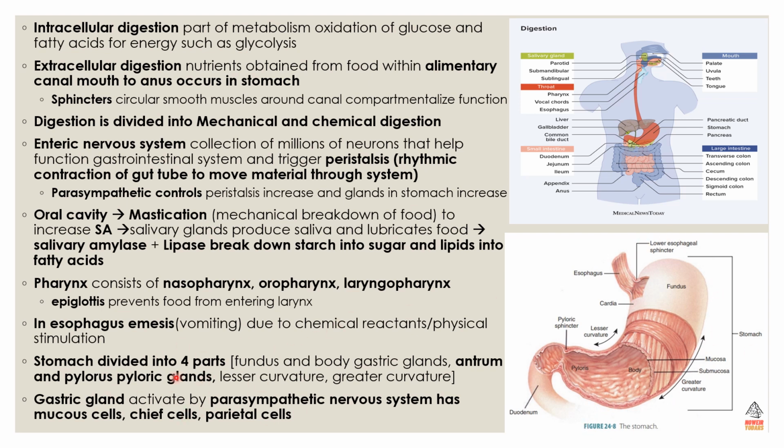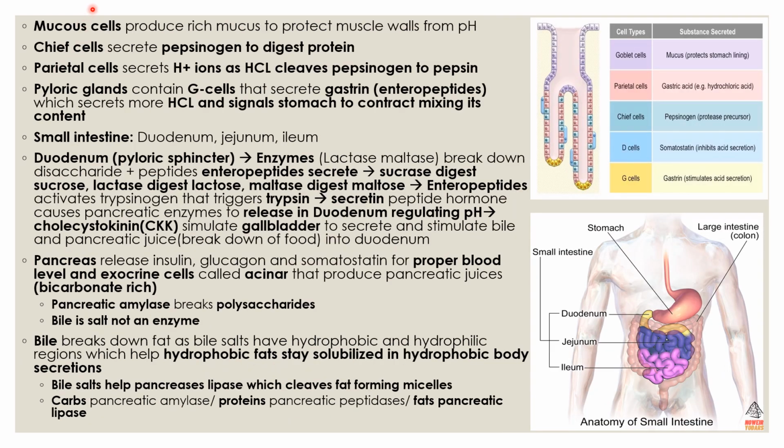And then gastric glands are really significant because they're activated by the parasympathetic system, and they control three important types of cells: mucus cells or goblet cells, chief cells, and parietal cells. The mucus cells produce rich mucus to help protect the muscle walls from the strong HCl pH. We know there is acid in our stomach that helps break down the food. So in order for our stomach to not get damaged over time, we have these mucus cells that produce mucus to protect the lining.